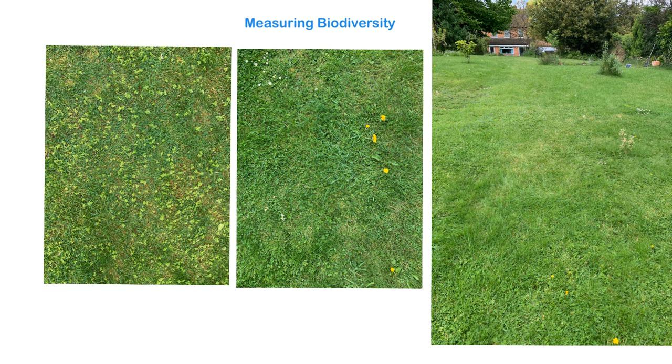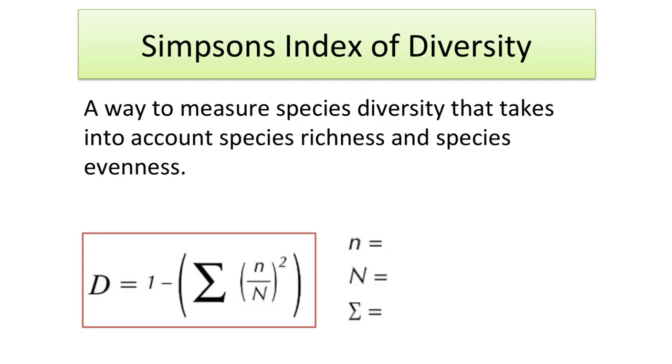Now, what can we do then? What can we do to make it objective? So this is the formula we use to calculate diversity in an objective way. This is the Simpson's index, and the D right at the start here stands for, as you can guess, diversity. And we've got a number of different symbols in here, which we'll come to in a moment.